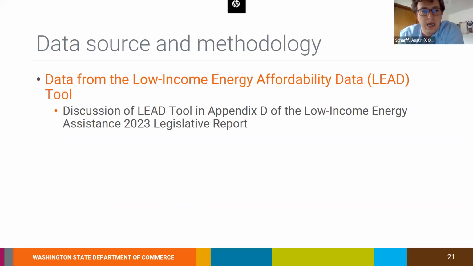As I mentioned, the data comes from the Low-Income Energy Affordability data tool, the LEAD tool. I think this group has had a pretty extensive discussion of the strengths and limitations of that tool, and that's summarized in Appendix D of our report. I encourage folks to take a look at that, and if they have additional questions, please send them to me. This tool is the best available tool that we have to look at this data. Glenn, do you have anything else to add here?